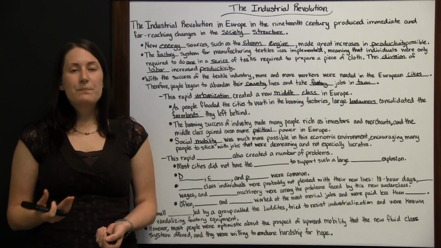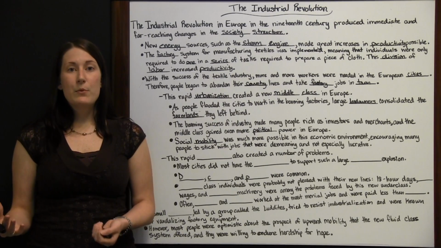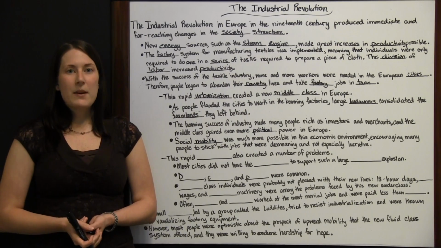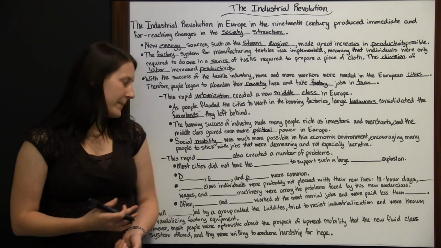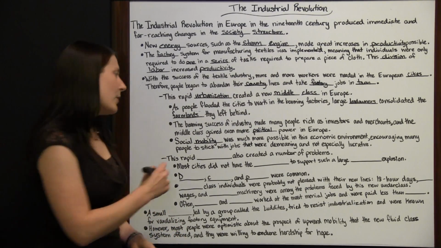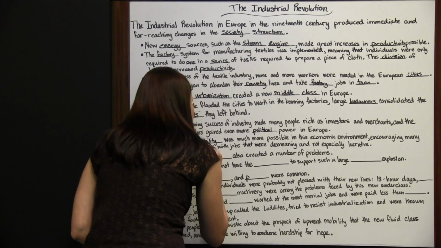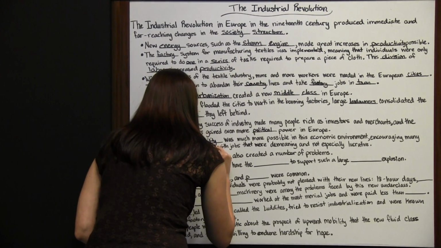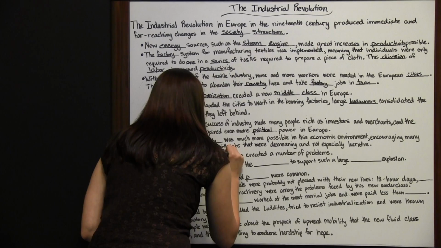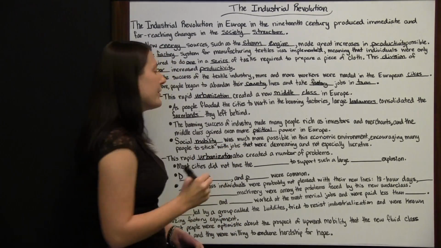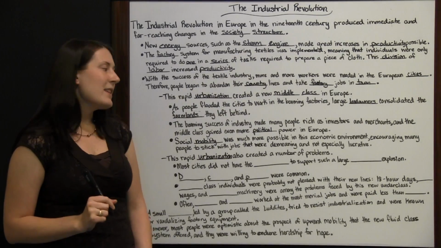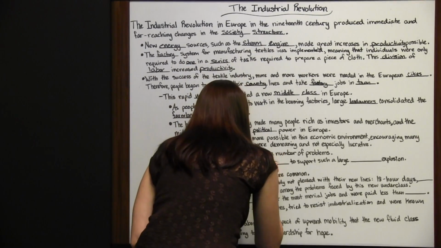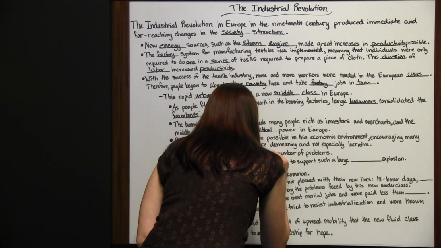There wasn't as much available for them to move social class-wise out there, where in the cities, there was always that possibility. This rapid urbanization also created a number of problems. So many people moving to the city at once would create some problems. First of all, most cities did not have the infrastructure to support a large population explosion.